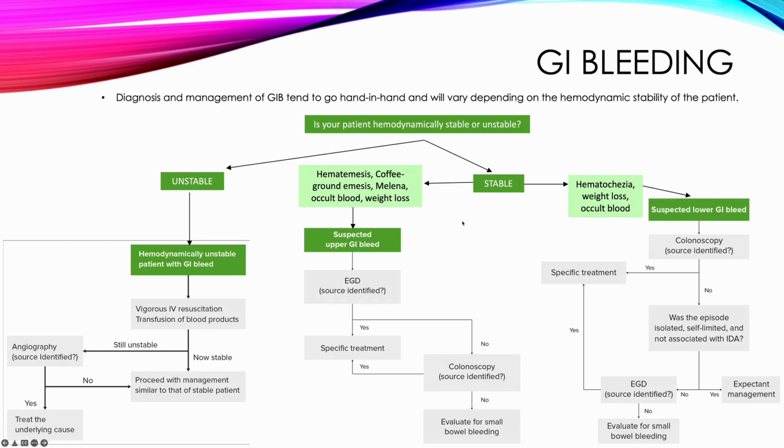Now, if we think initially that they have some hematochezia, weight loss or occult blood, then we can go more down the lower GI pathway. And in that case, colonoscopy is generally done within the first 24 hours. And a lot of times with these, EGDs are also done to look for the potential upper GI bleed.